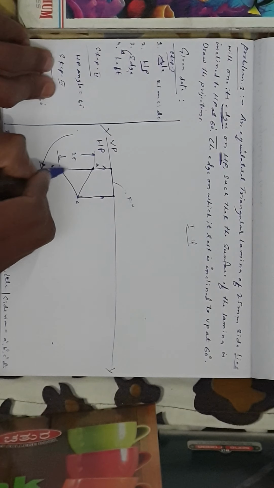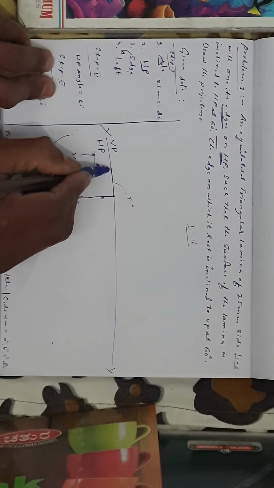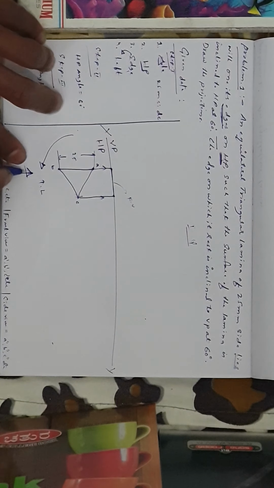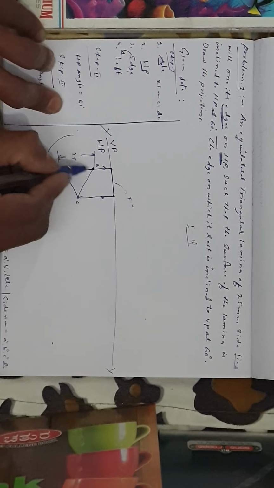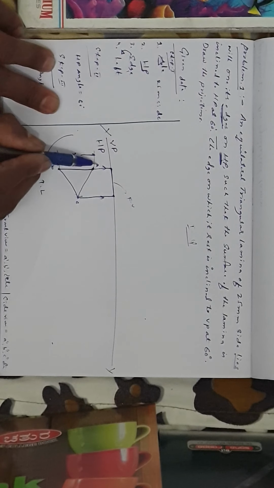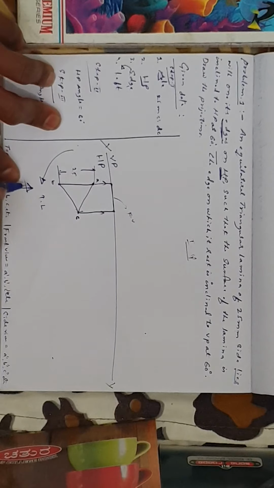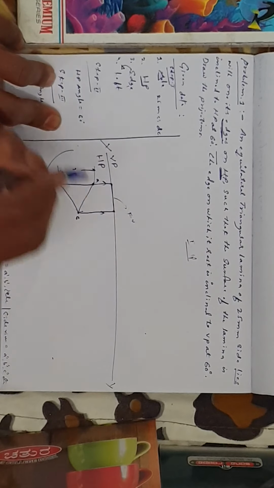So take the projector from each corner and join. This is the visible line of the front view. Now looking from this side, we need to see this is the top view. That's why we specified A, B, C. A, B, C.